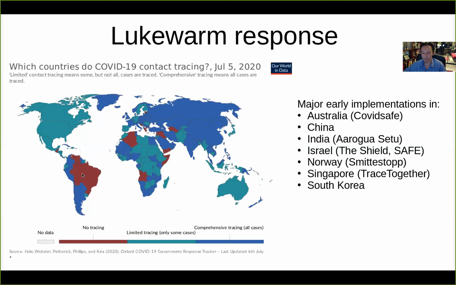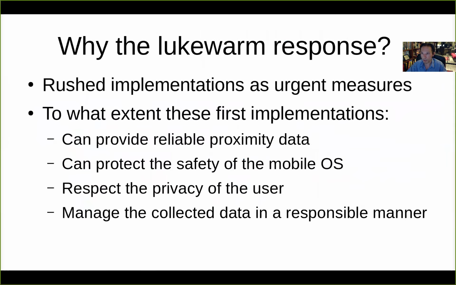That's not very reassuring. So, given the emergency, the reason, of course, that we see this lukewarm response is all the problems that we have with these early implementations. What are those problems? Well, they roughly boil down to the reliability of the collected data, the extent to which these applications increase the attack vector of the smartphone, whether they violate our privacy or not, and whether the collected data are managed in a responsible manner.